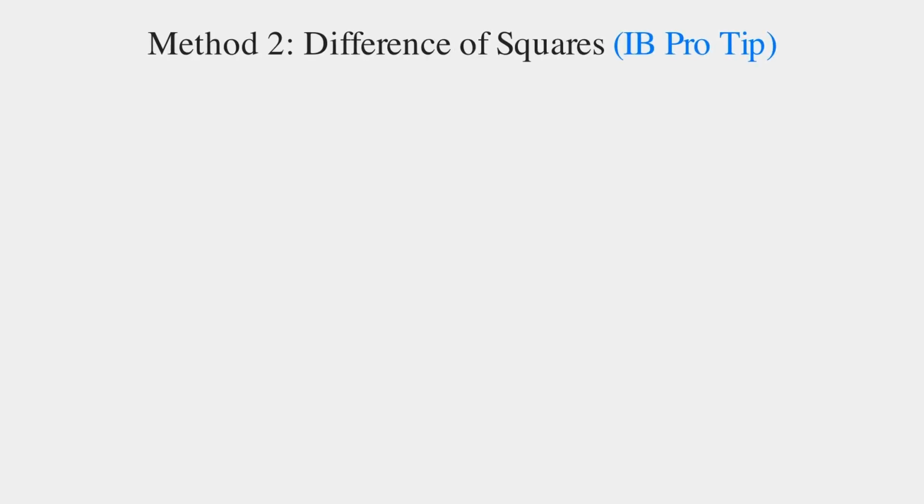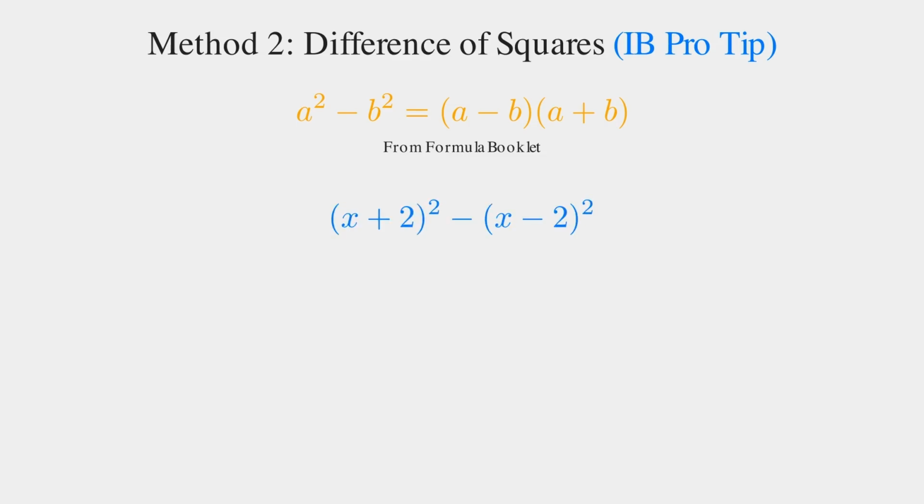Now for a more elegant approach, perfect for saving time on the exam, notice that the structure is one squared minus another squared. This is the difference of two squares. So from the formula booklet, we know that a squared minus b squared is equal to (a minus b) times (a plus b). Here, a is x plus 2 and b is x minus 2.